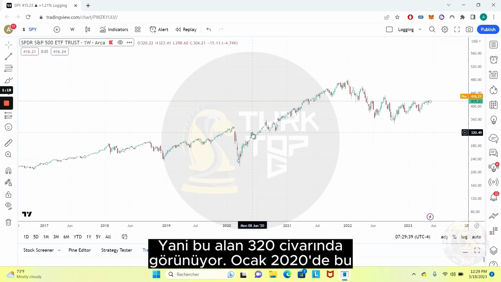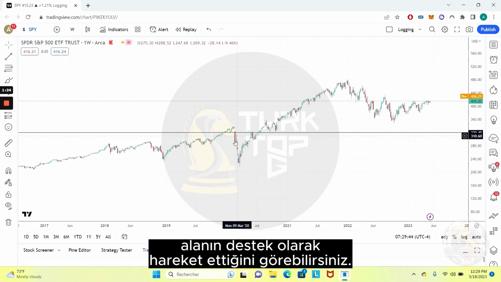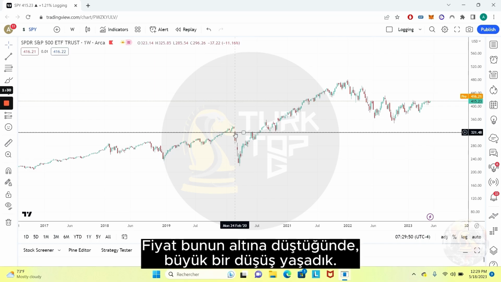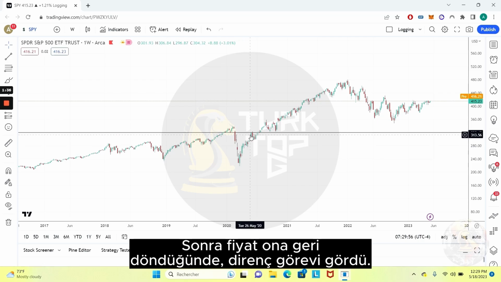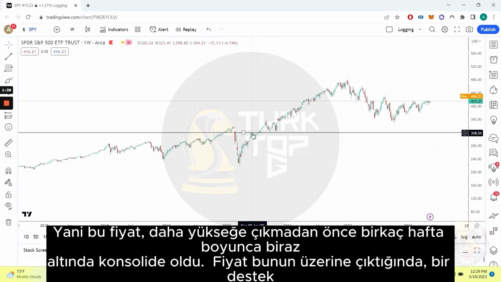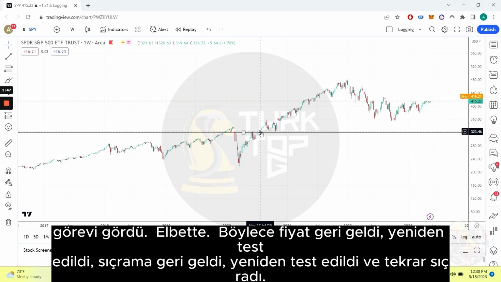So this area looks right around 320. You can see this area acted as support once we were above it in January of 2020. Once price went below it, we had a massive down move. Then when price came back to it, it acted as resistance. Price consolidated a bit under it for a few weeks before it could break higher. Once price was above it, it acted as a support.